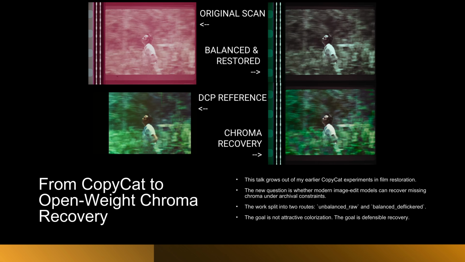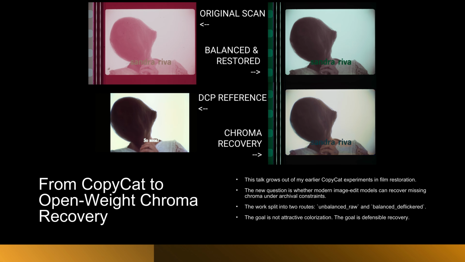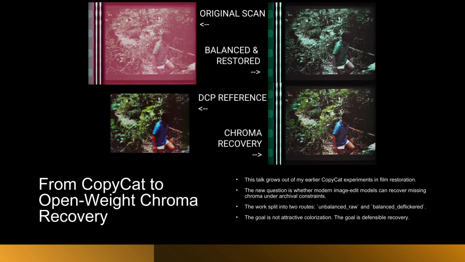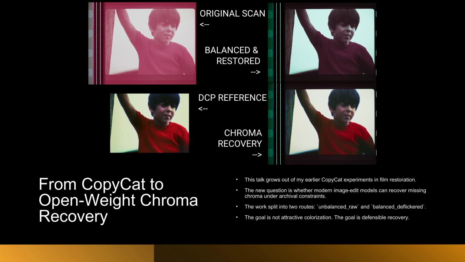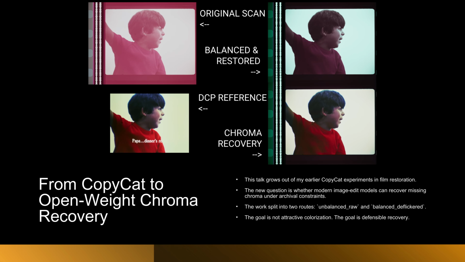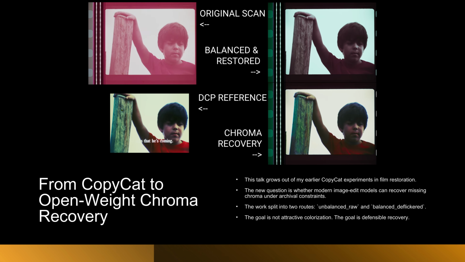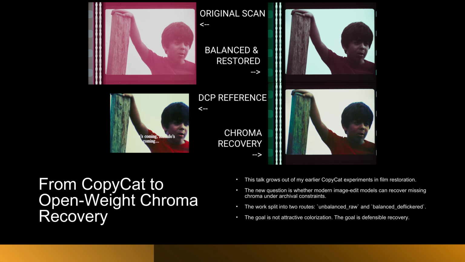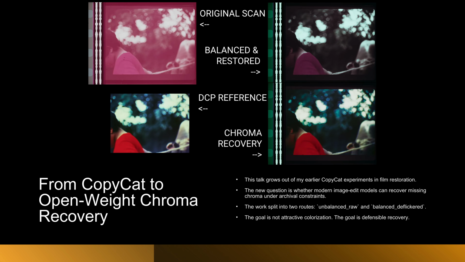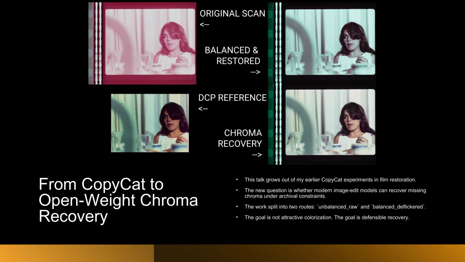But with many faded films, we do not have that luxury. We do not always have a DVD, a telecine, another print, or a clean color reference. So the new question became, can a broader open-weight model recover missing chroma under archival constraints? From there, the work split into two main paths. One path is the unbalanced raw route, where we take the scan more or less as is. The other path is the balanced, deflickered route, where we stabilize the source first. And again, the goal is not attractive colorization, the goal is defensible recovery.